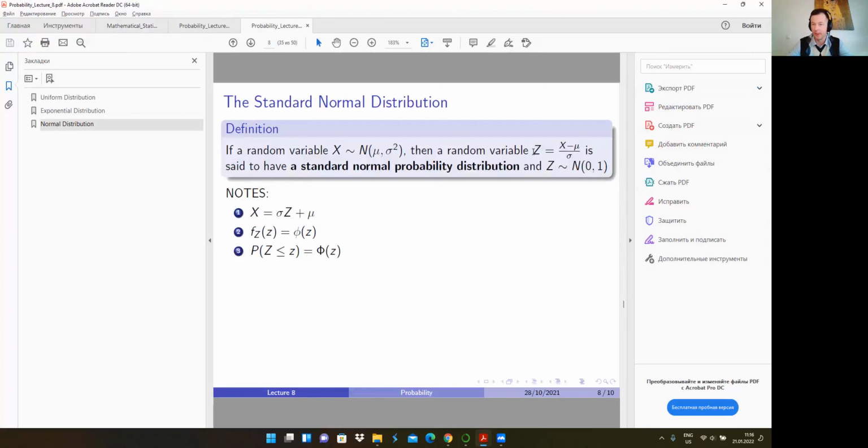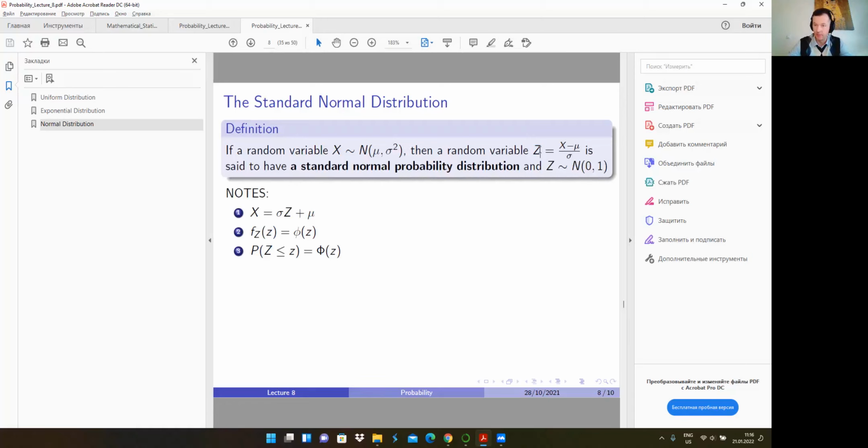Look, we had a random variable Z in this form, (X minus mu) over sigma. I hope you remember, and if you don't remember, then please review this lecture once again. Then this variable has what is called a standard normal distribution. This variable has mean 0 and variance 1.